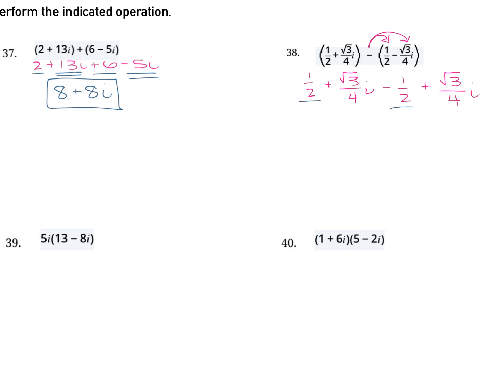Your 1/2s are like terms. They are opposite though, so they cancel out. You then have the square root of 3 over 4i plus the square root of 3 over 4i. To combine these, you are going to keep the i since it's addition, so keep the i, and then do what you know how to do with your fractions. Since they have the same denominator, combine the numerators, keep it over the denominator. So the square root of 3 plus the square root of 3, you have 2 of those. That's going to be 2 square root of 3 over 4i.